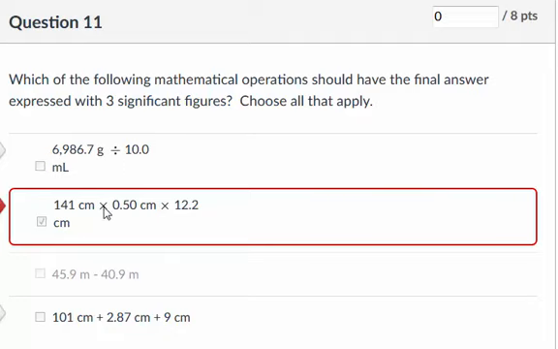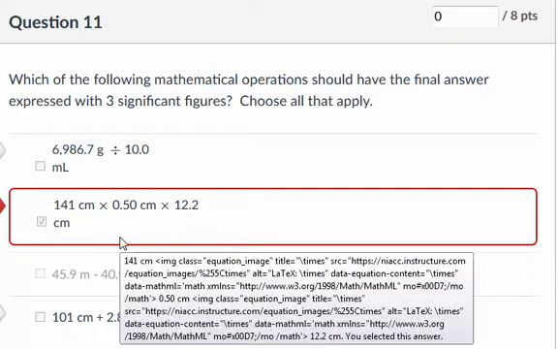If we look here, this is multiplication. It follows the same rule. This has 3 sig figs, 2 sig figs, and 3 sig figs. So our final answer here would only have 2 sig figs.